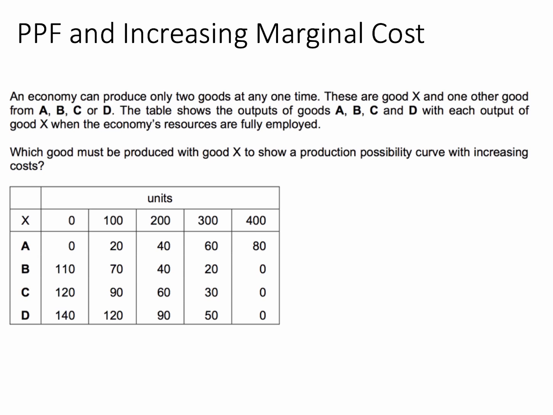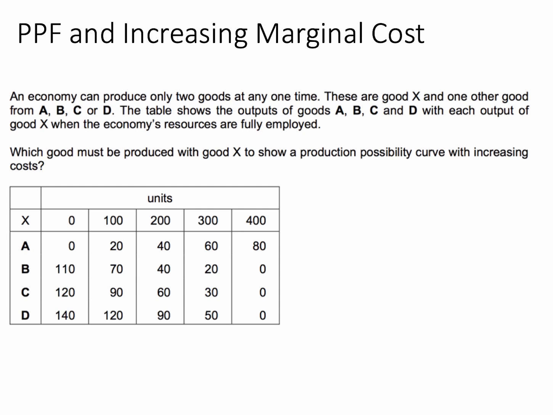So an economy can produce only two goods at any one time, and these are good X and one other good, either A, B, C or D. The table shows the outputs of A, B, C and D with each output of good X when the economy's resources are fully employed. In other words, there'll be points along a production possibility frontier. Which good must be produced with good X to show a PPF or production possibility curve with increasing costs, increasing opportunity costs? Find the right answer, have a go, maybe sketch the diagram to work the answer out, and I'll be back in a few seconds with the right answer.